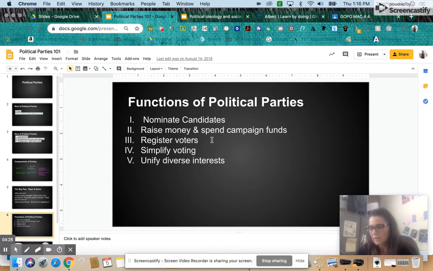They simplify voting for voters. And how do they do that? They provide shorthand or information that allows people to understand the different issues through their party lens so that they know how to vote. They also try to unify and create a coalition of diverse interests so that they can get elected. So they really want to get these coalitions of people together that might have some common interests, but some diverse interests, to see what they have in common so that they can get them to support their candidates.